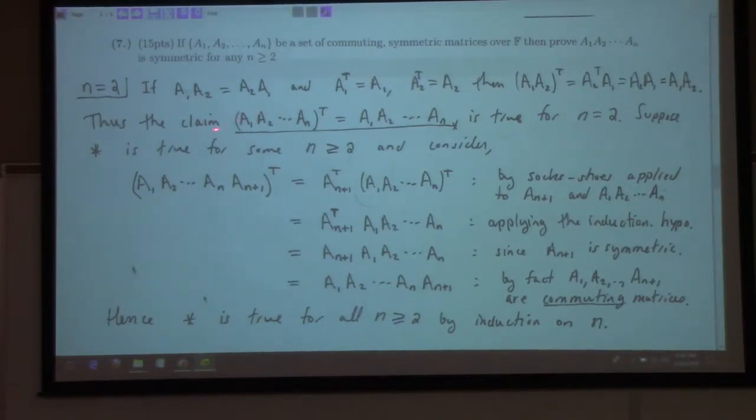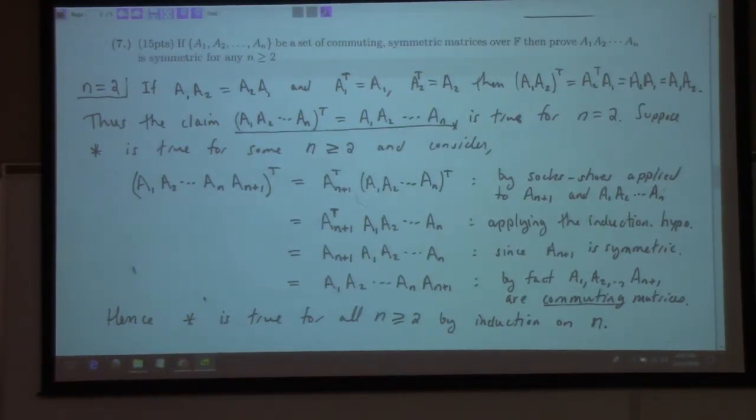Anyway, so the induction claim, it'd be nice if you labeled it, I labeled it with a star. This is the induction claim that the product of symmetric matrices is symmetric. So then I consider the claim for n plus 1. Sock shoes, and then, of course, the induction hypothesis is that, and that's that. But we're given that this is symmetric, and then they commute, so I can reorder them. And there you go, this is symmetric.